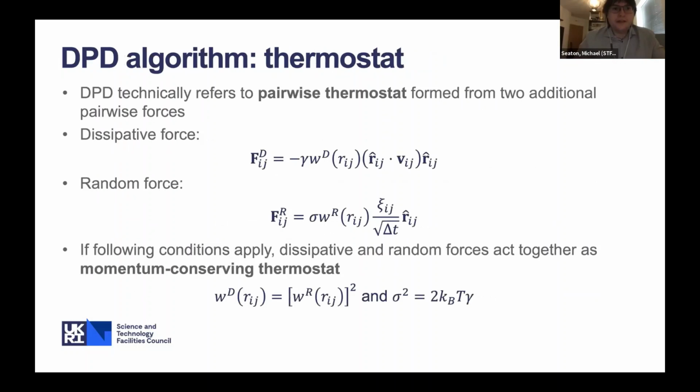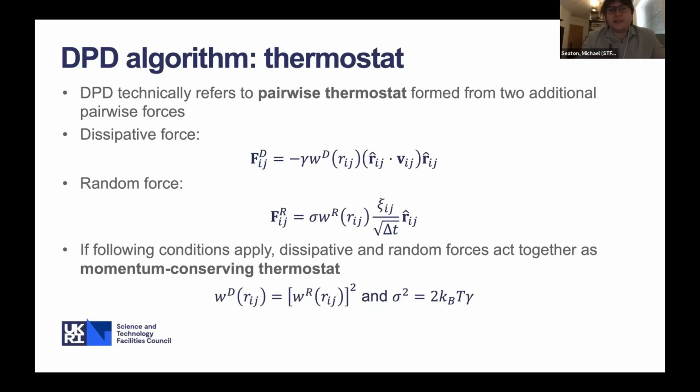So, going through the algorithm itself, the first part is the thermostats. These are two additional forces, and actually the technical definition of DPD is these two forces. The first of these is a dissipative force, which applies a kind of viscous drag to the system. The other is a random force, which adds something like Brownian motion to the system. The forms of those forces are shown here.